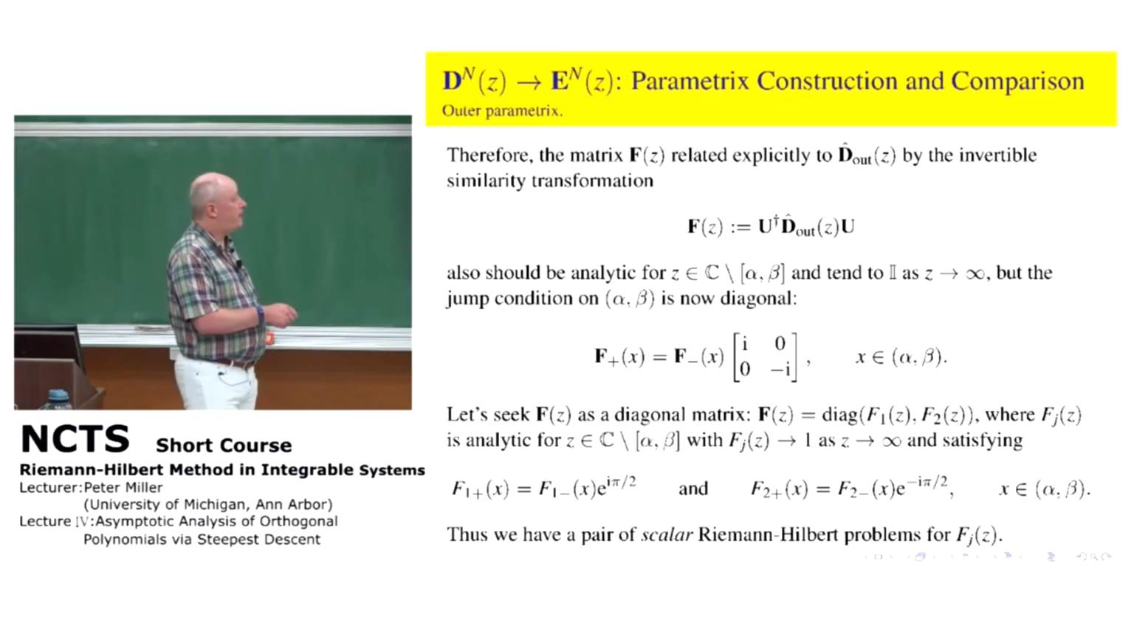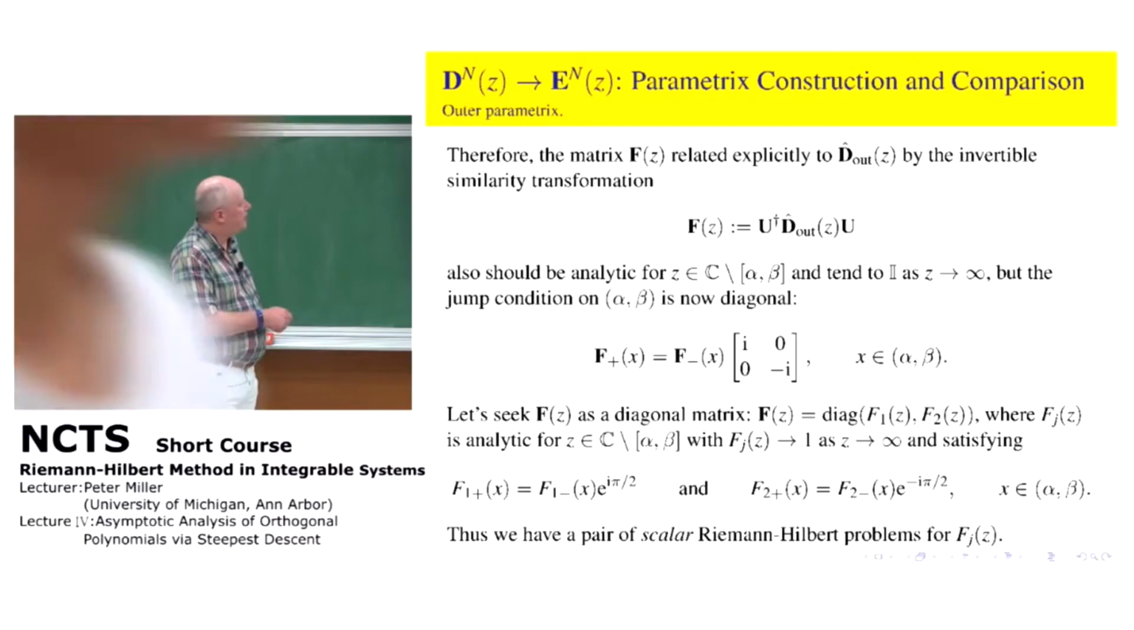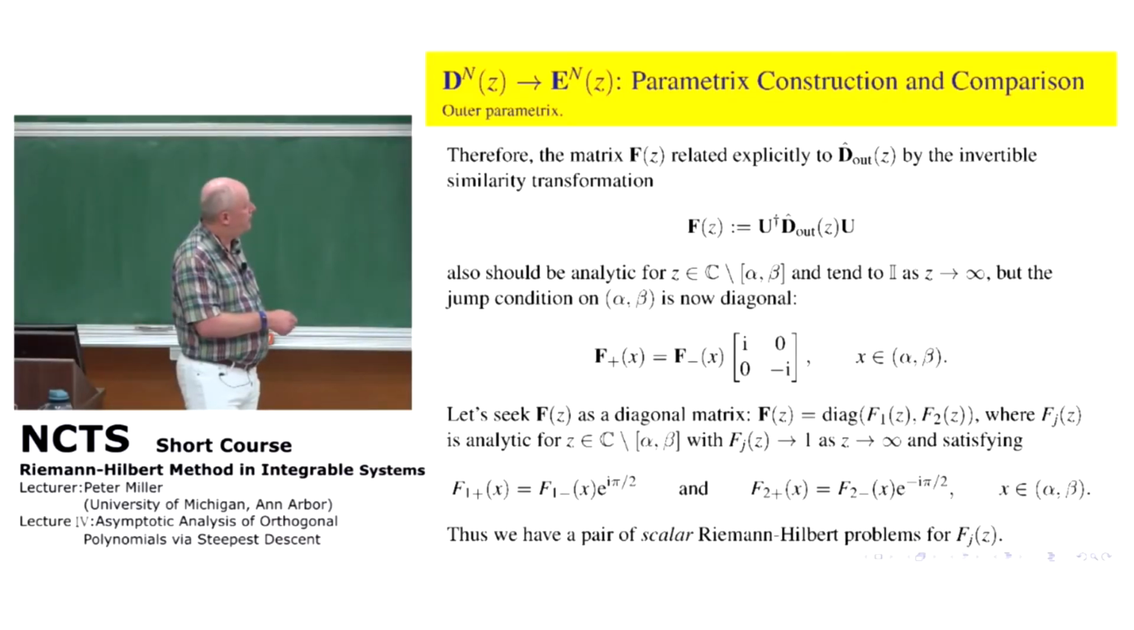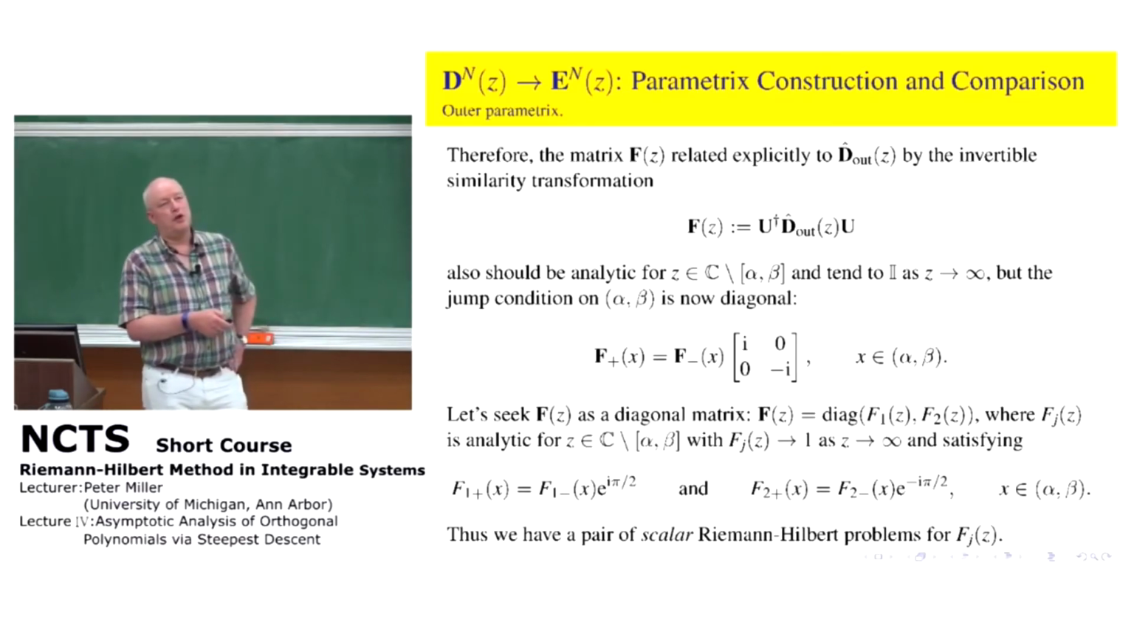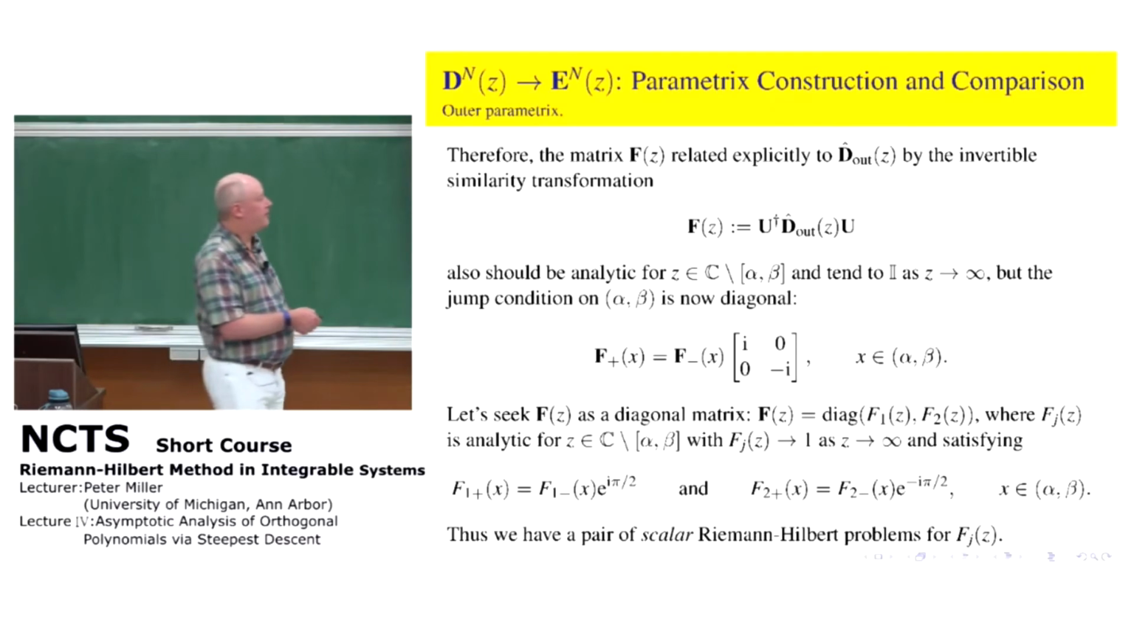So we could try to look for F as a diagonal matrix, diagonal F1, F2. And Fj of z should be analytic in the complex plane, take away alpha beta. Fj should go to 1 as z goes to infinity. And then the jump conditions look like this. So F1 plus equals F1 minus times I, and I'm writing I in exponential form like this. And similarly with F2 and minus I written in exponential form like that. So this is a pair of scalar Riemann-Hilbert problems for Fj, and it's again similar to Riemann-Hilbert problem B that Riemann considered in his thesis.